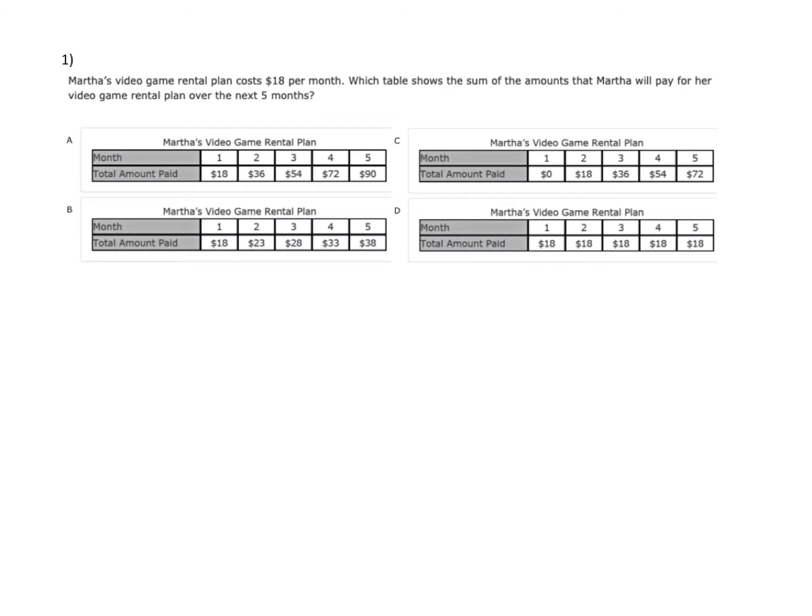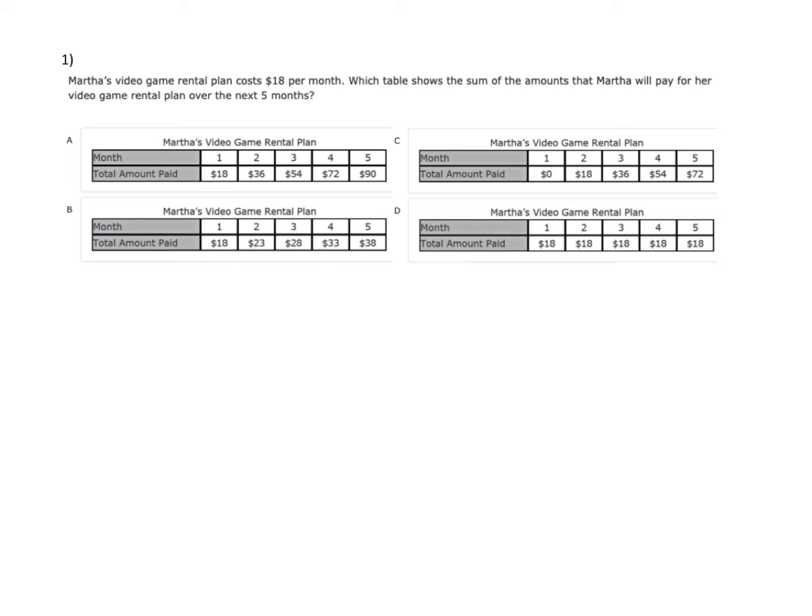This video is to go over the Unit 10 checkpoint number 1. Number 1 says Martha's video game rental plan costs $18 per month. Which table shows the sum of the amounts that Martha will pay for her video game rental plan over the next 5 months? So this one is super simple.